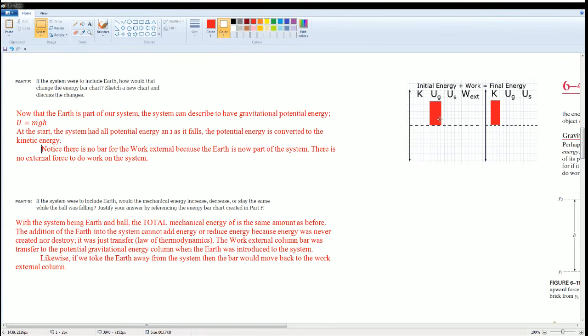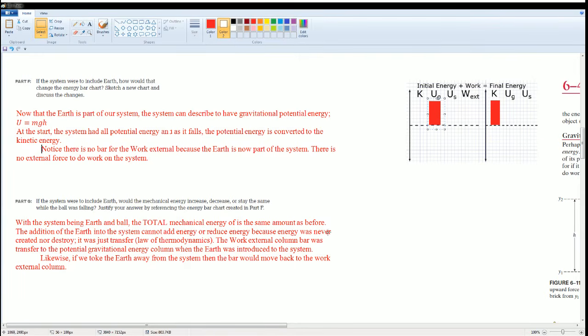Likewise, if we took the Earth out of the system, then this bar would now be removed and it would go to the work energy. So it would look like this. So this is with Earth. This is without Earth. It would go here.